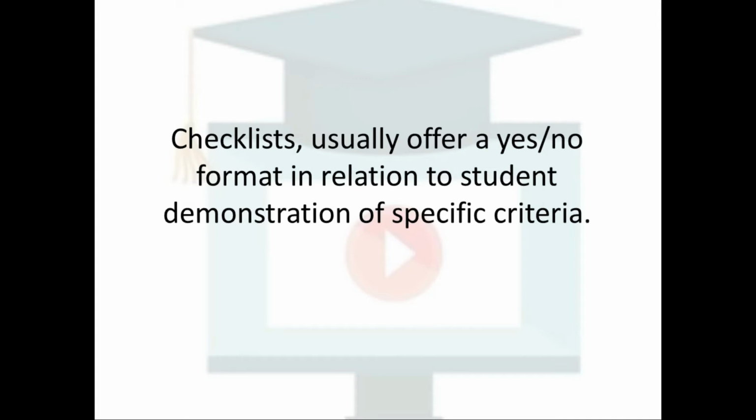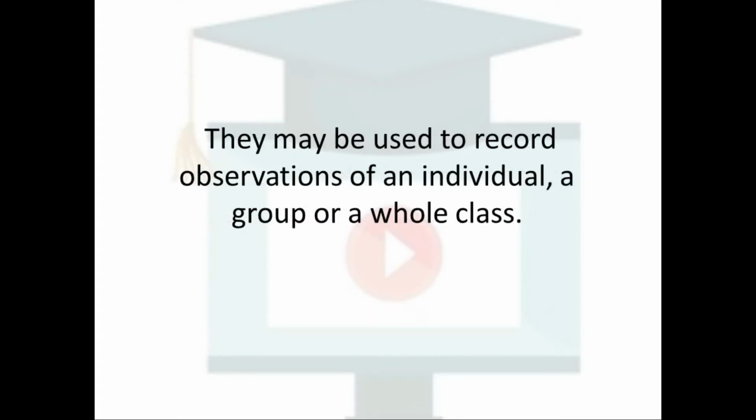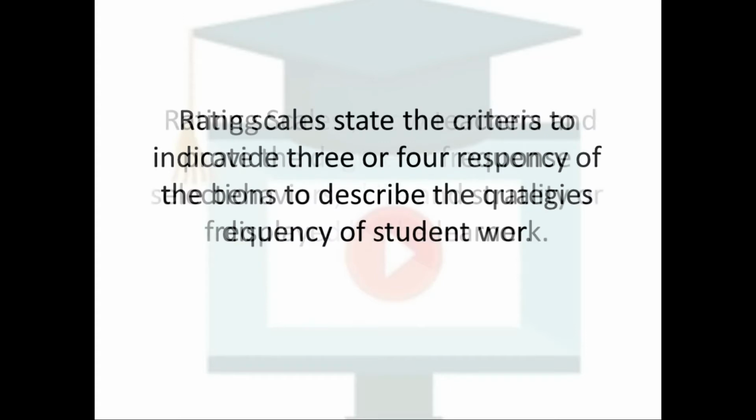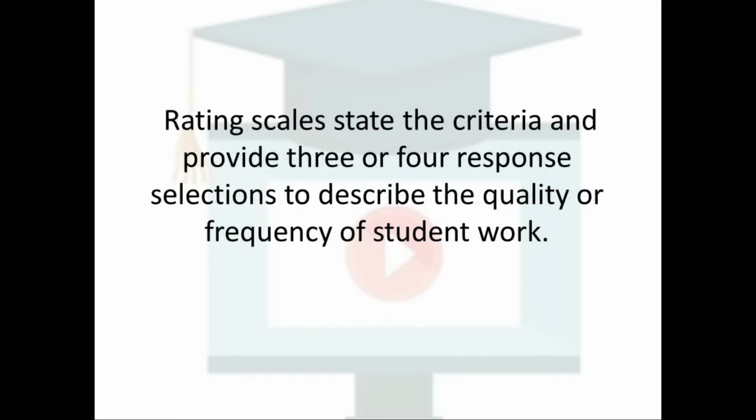Checklists usually offer a yes/no format in relation to student demonstration of specific criteria. They may be used to record observations of an individual, a group, or a whole class. Rating scales allow teachers to indicate the degree or frequency of the behaviors, skills, and strategies displayed by the learner. Rating scales state the criteria and provide 3 or 4 response selections to describe the quality or frequency of student work.